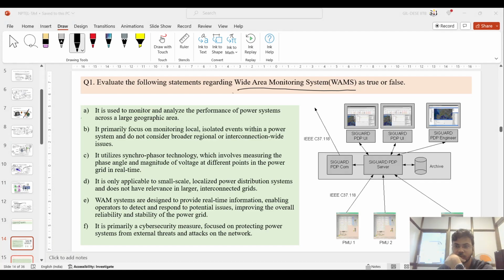Sir, B, D, F are false. Please write it. B, D, F false. Okay. Any other answers? You have 2 more minutes to solve this question. Read it carefully. Okay.